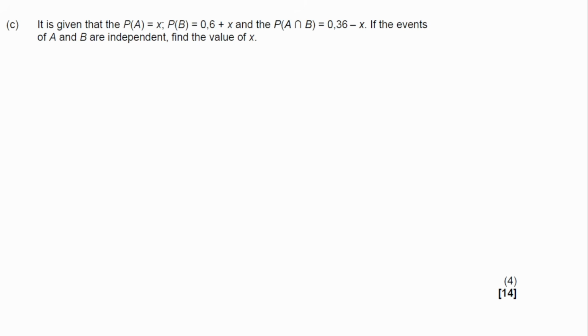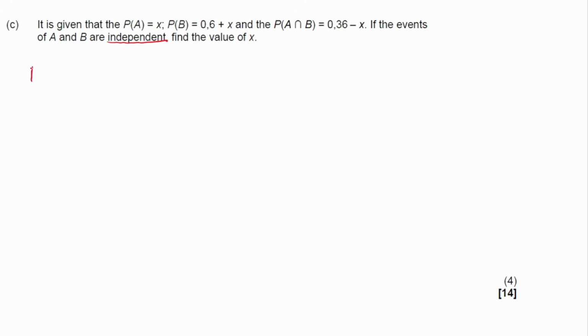0,0977. Here it's given that the probability of A is x, the probability of B is 0,6 plus x, and the probability of A and B is 0,36 minus x. If the events of A and B are independent, find the value of x.